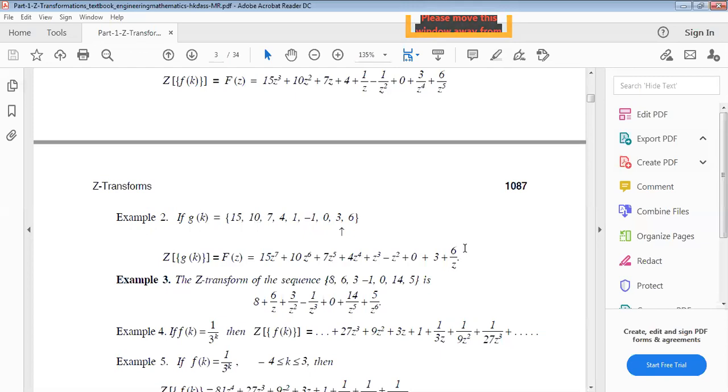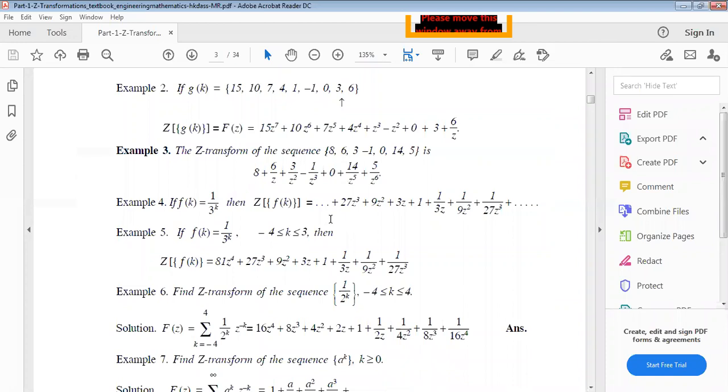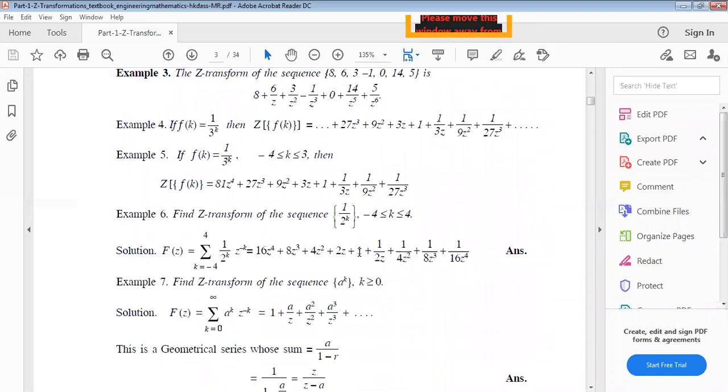Very easy. Similarly, example 3, z transform of sequence this is this. Okay, starting from 8, z to the power 0 into 8, z to the power minus 1 into 6, 3 into z to the minus 2, minus 1 into z to the minus 3, in this way. Very easy. Now example 5 also can be written. 5, 6, 7, every example you will understand.